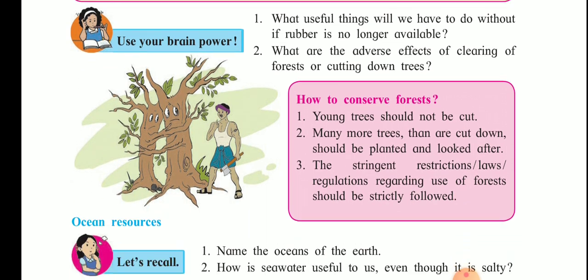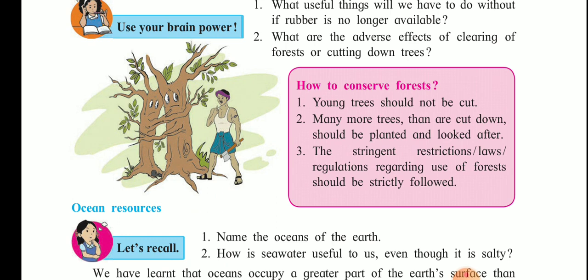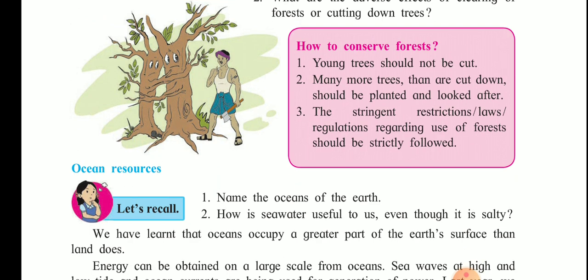Now, how do we conserve the forest? Young trees should not be cut. Many more trees than are cut down should be planted and looked after. The stringent restrictions or laws regulating the use of the forest should be strictly followed.